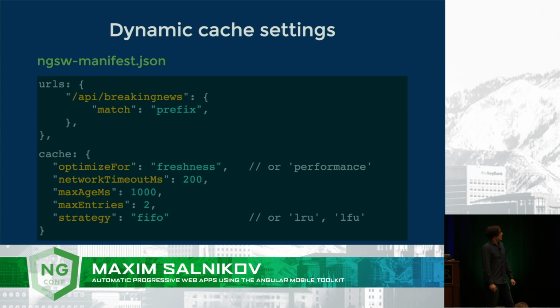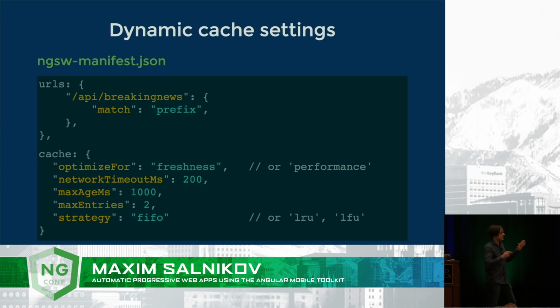OK. For a different kind of API of our application, we can create another group and optimize it for performance. What could it be? For example, something like API/archive/2016. No need to check the network each time. So we can try to check our local cache first, if something was already loaded there.